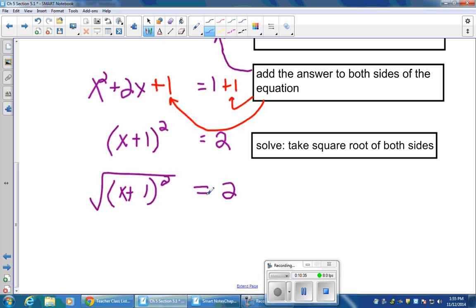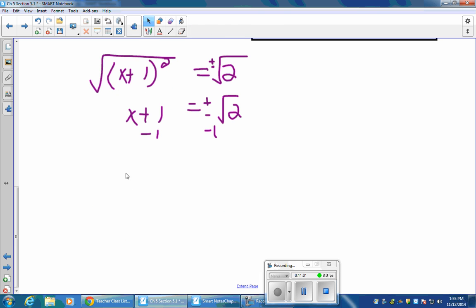I'm going to take the square root of this side. Remember that when we're solving, it's both positive and negative roots. So on this side, the square root of something squared is just the something. And over here, I have positive and negative square root of 2. To get x alone, we subtract 1. So we get x equals negative 1 plus or minus the square root of 2.